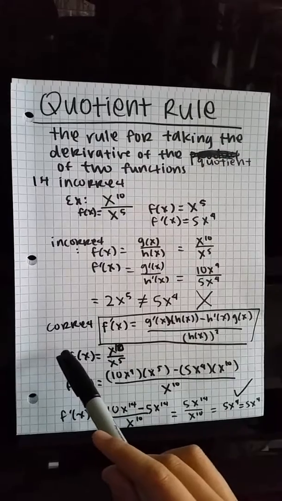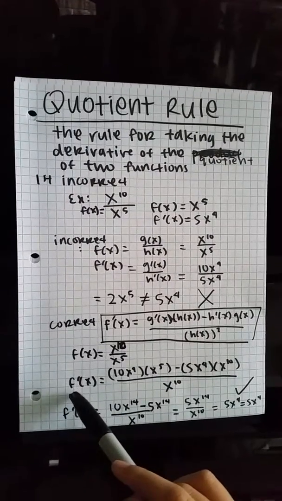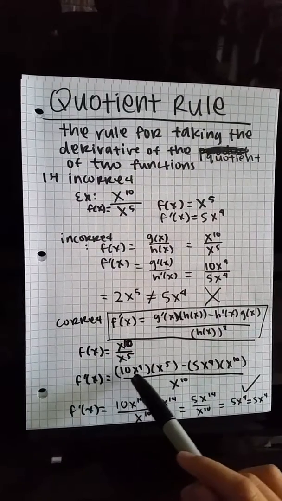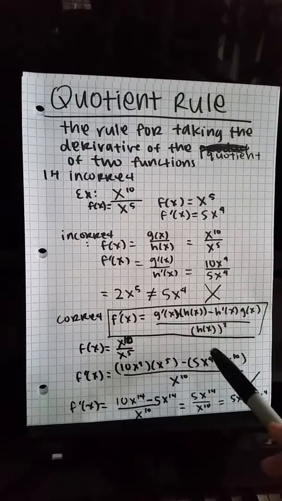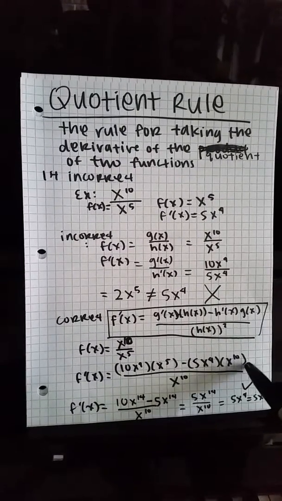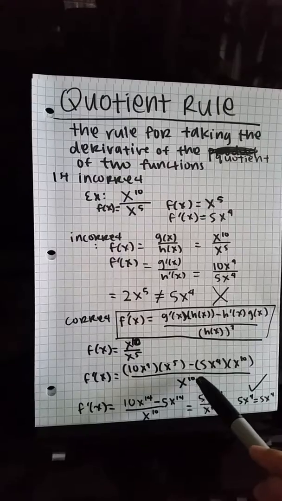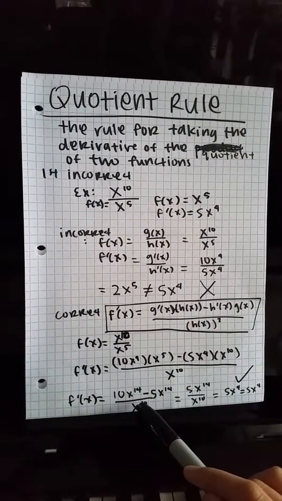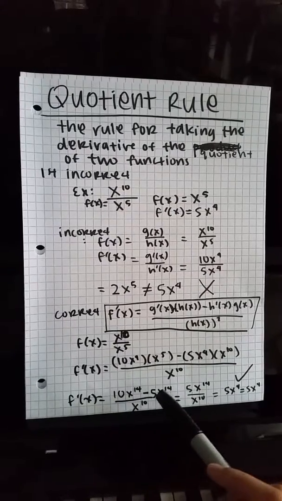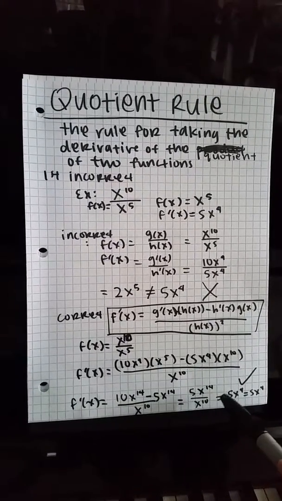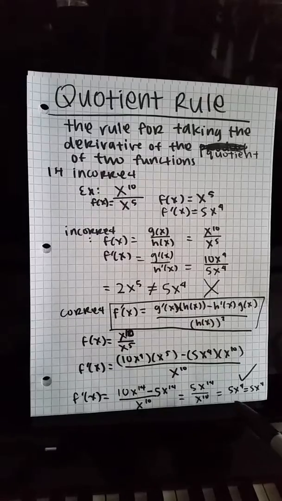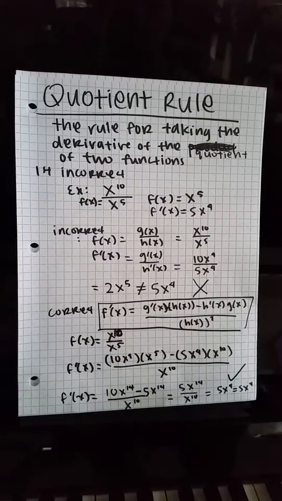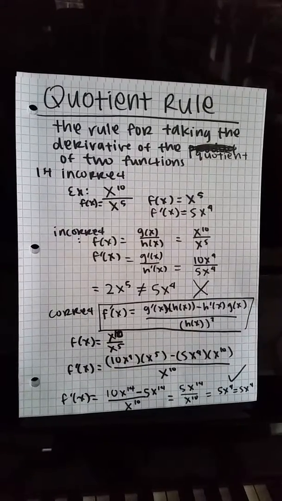And if we take the derivative using this method, it would give us f prime of x equals 10x to the 9th times x to the 5th minus 5x to the 4th times x to the 10th, all divided by x to the 10th squared. And simplifying that equals 10 times x to the 14th minus 5 times x to the 14th over x to the 10th, which gives us 5x to the 14th over x to the 10th, which gives us 5x to the 4th, which equals the derivative we found earlier. This is the correct definition.